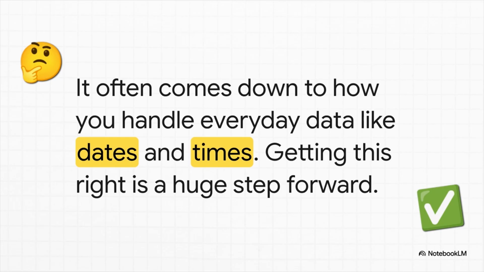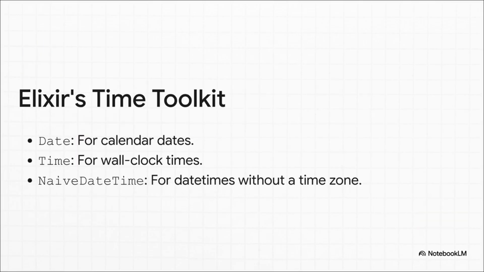Are you still fumbling around with string manipulation and weird timestamps? The idiomatic Elixir way is to lean into its awesome built-in tools for handling dates and times. Nailing this is no joke, a huge level up for your code. And lucky for us, Elixir hands us the perfect toolkit for the job. You've got your date module for just calendar dates, time for the time of day, and the real star of our show today, naive DateTime.